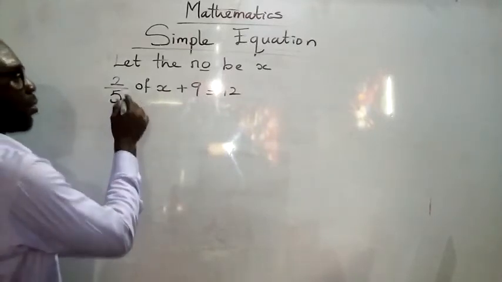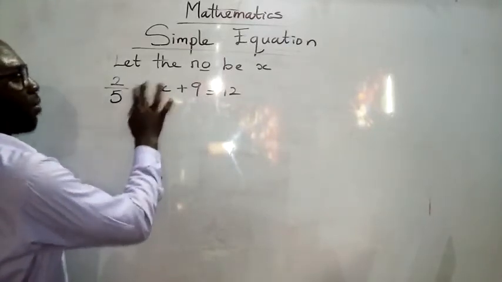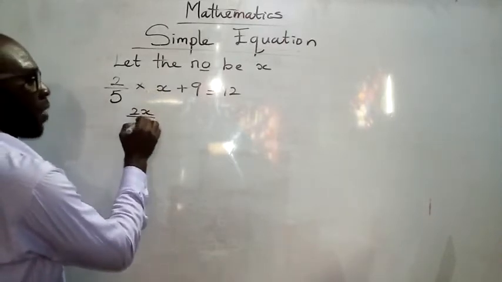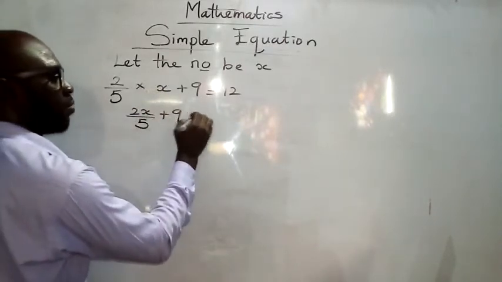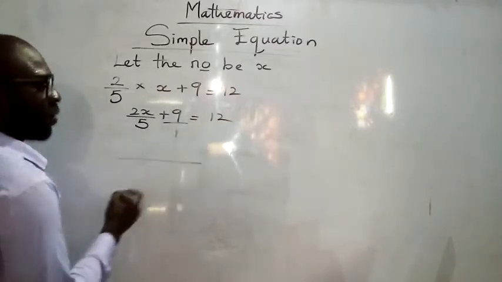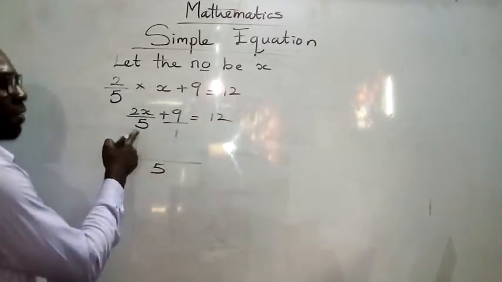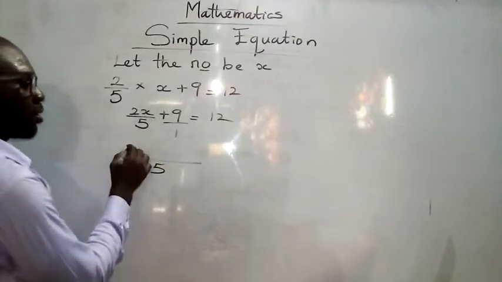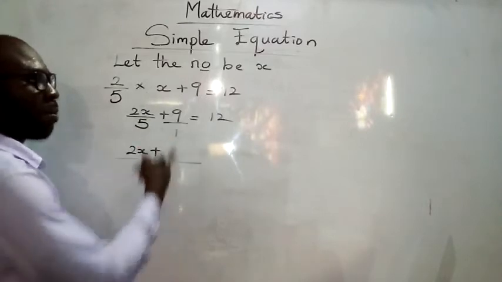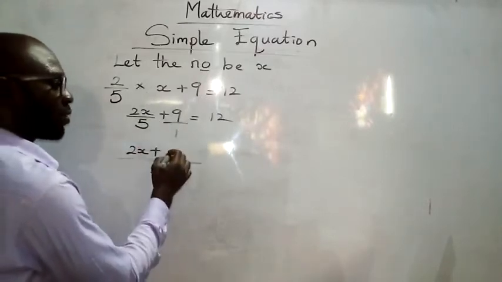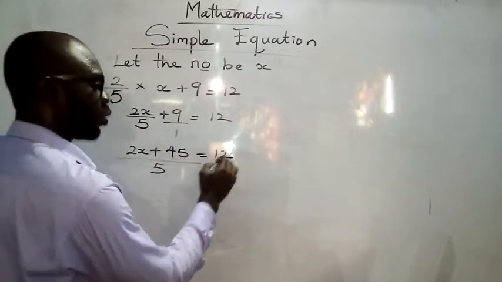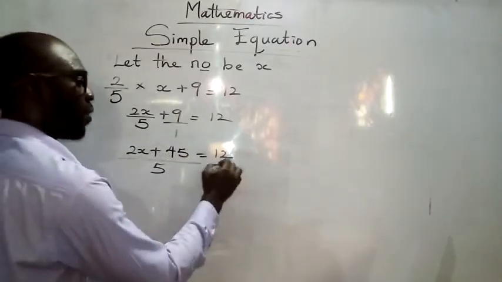So we know that this changes to multiplication. So 2 multiplied by x is 2x over 5, plus 9, which is equal to 12. So we have 1 here, and look for the LCM, which is 5. 5 divided by 5 is 1, multiplied by 2x is 2x. 5 divided by 1 is 5, multiplied by 9 is 45. So we have 12 over 1.